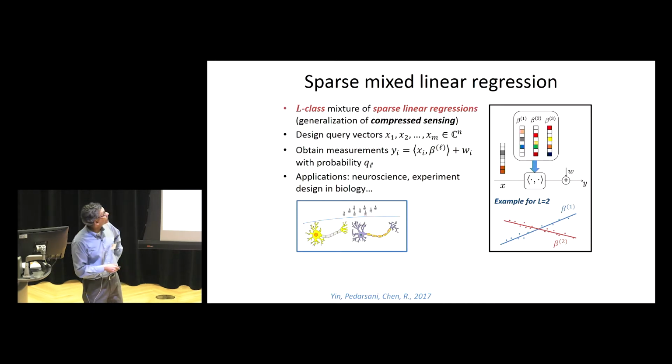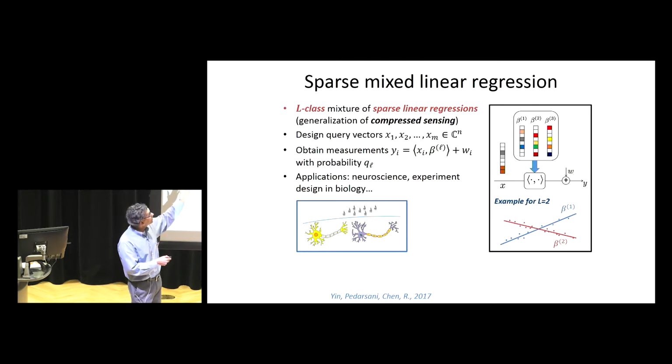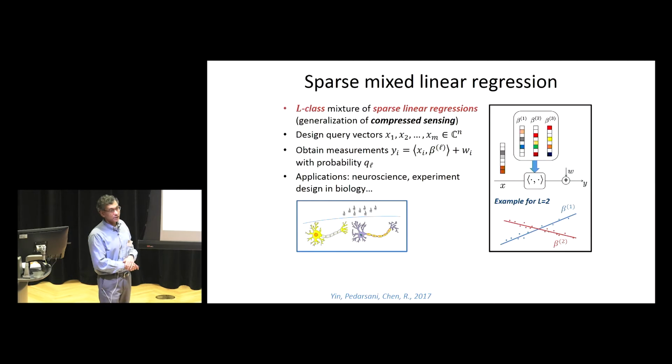Another interesting application is sparse mixed linear regression. I just mentioned that. This is a generalization of compressed sensing. So you have, let's say in this example, 3 beta vectors. You want to identify them. But at any given time, you're getting a random measurement from one of them. You don't know which, and it's added with noise. And from these yi's, you want to estimate the beta i's.